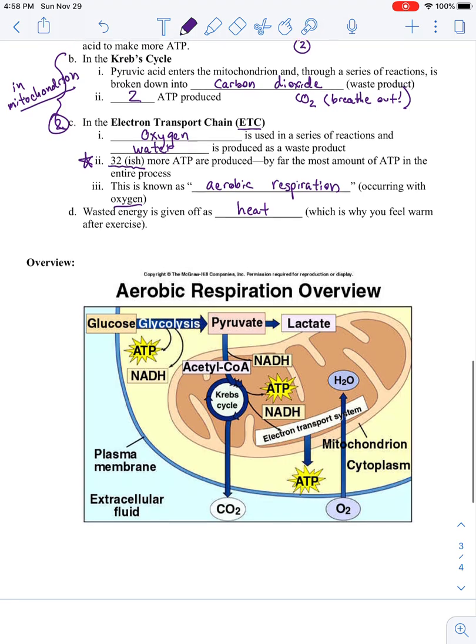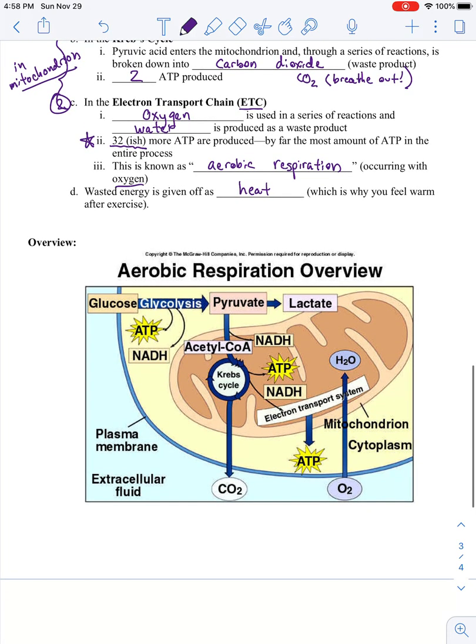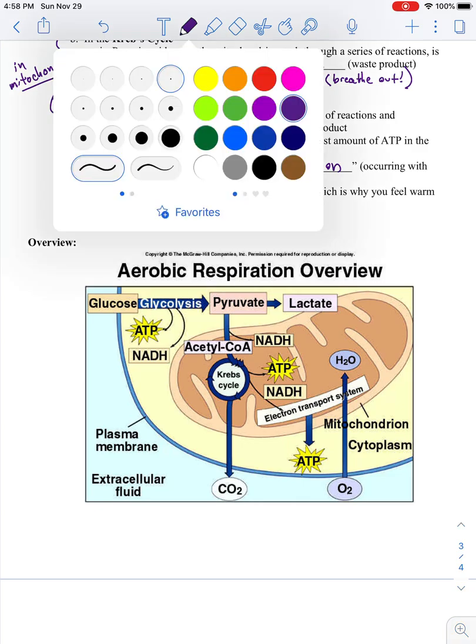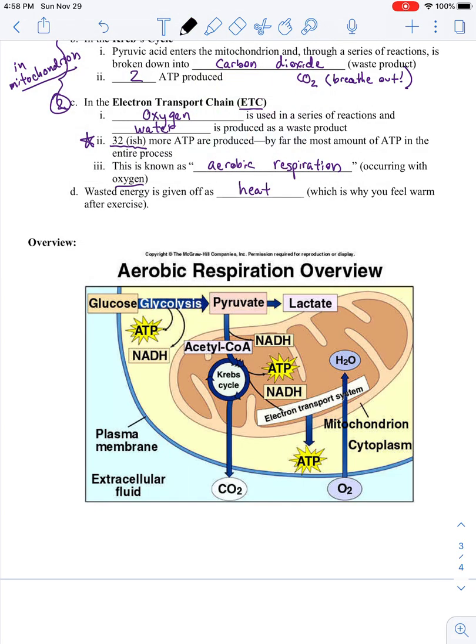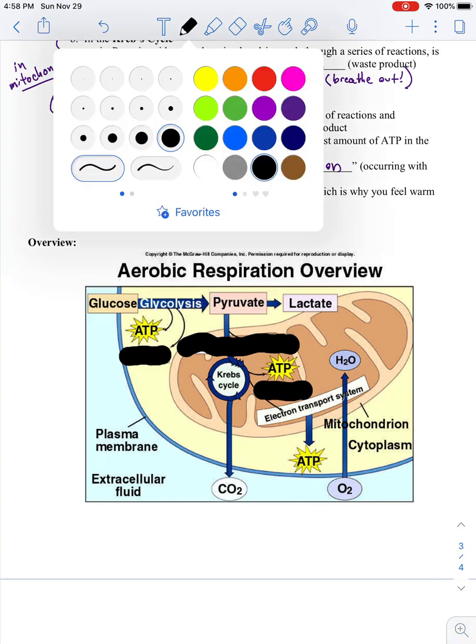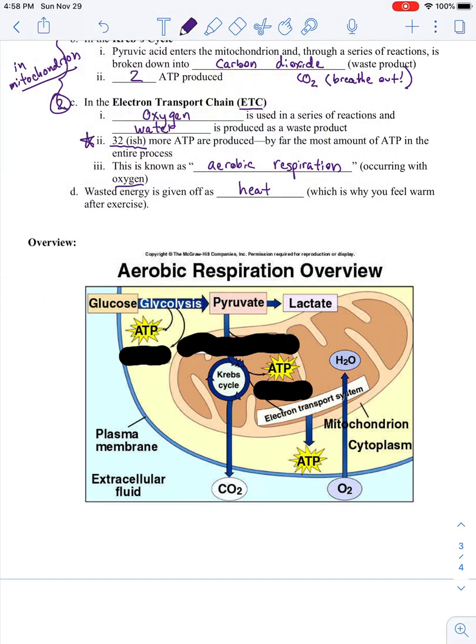Now, looking at the picture below, this is just an overview of all of the steps in breaking down glucose. Again, there's way more here than you need to know. I'm going to cross off some things, so you don't need to know some of these molecules like acetyl-CoA or NADH. Those are carrier molecules that, again, you'll learn more about if you take a higher level of biology. But for our class, we just need to know the basics. So step 1, glucose is broken down through glycolysis to pyruvate, and this is going to happen in the cytoplasm.